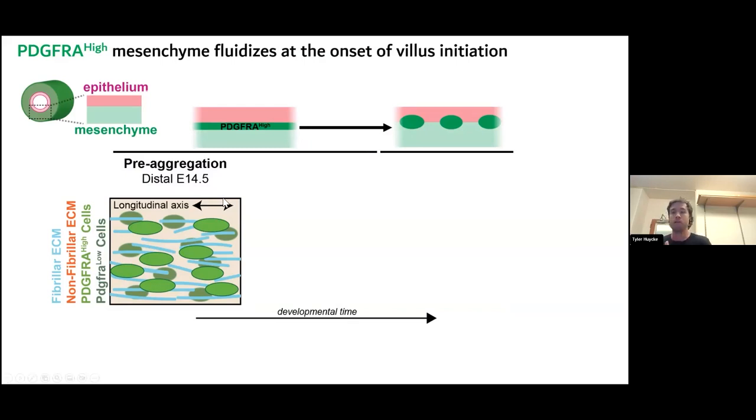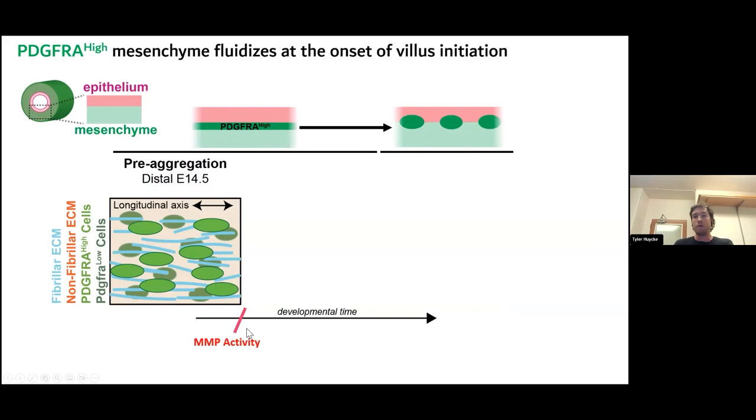I didn't have time to get into a lot of the sequencing data that we've done as well, but we can start putting this together into a model where we have morphogenesis happening really at two scales. At the tissue scale, we have a sheet of cells that's breaking up into a series of aggregates.